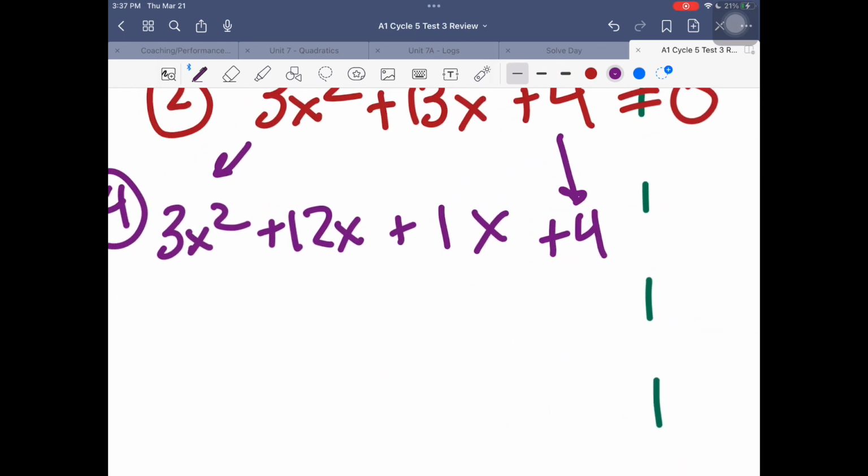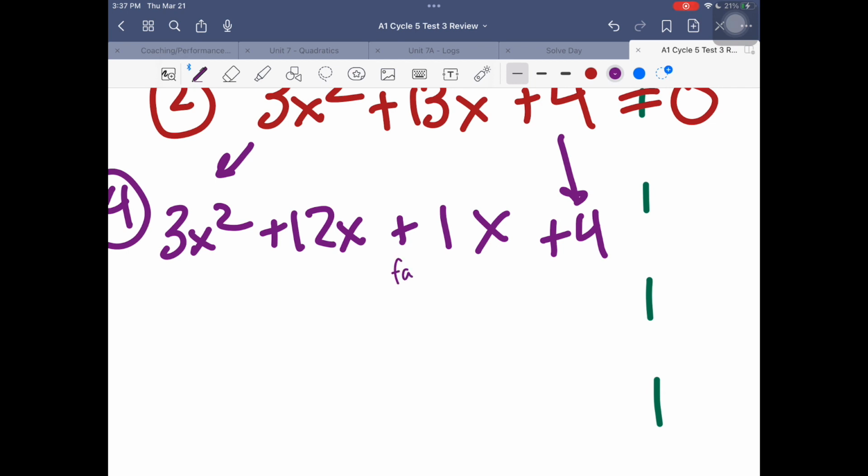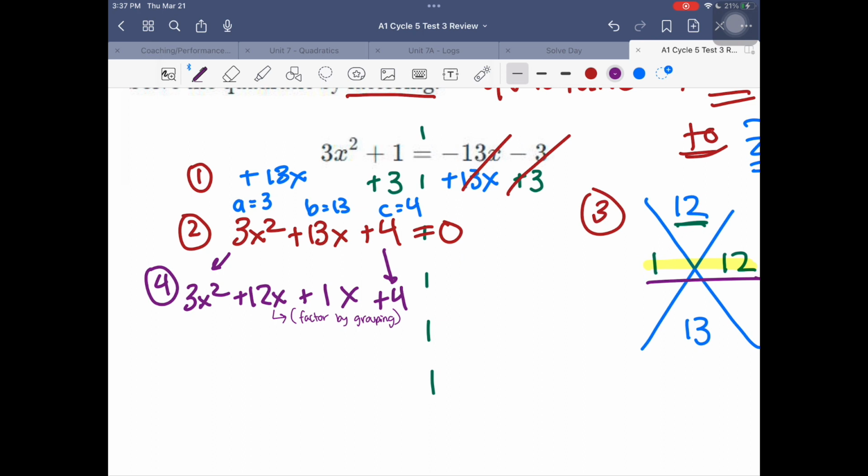This step right here is called factor by grouping. So that's the step that we are going to do next. Okay, so here I go, and I'm going to group these together. Bam, bam, bam, bam.